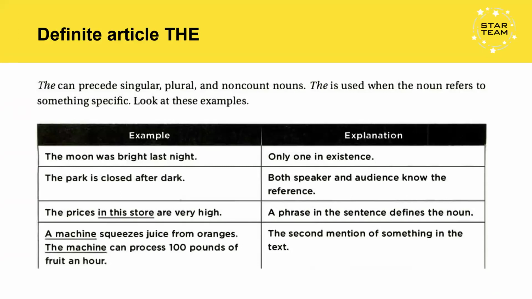Okay. Definite article "the." I hope you know what the definite article "the" is and when we use it. It can precede singular, plural, and non-count nouns. "The" is used when the noun refers to something specific. Look at these examples. The moon was bright last night. The moon is the only one in existence, yes? We use "the" when there is only one. For example, the moon, the sun, we use "the."